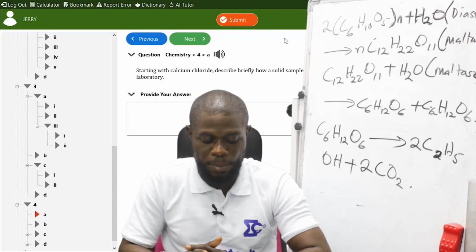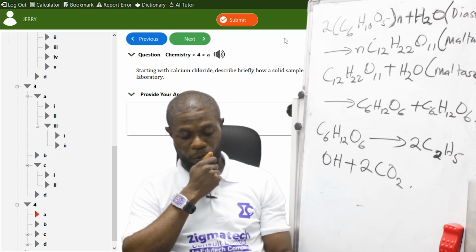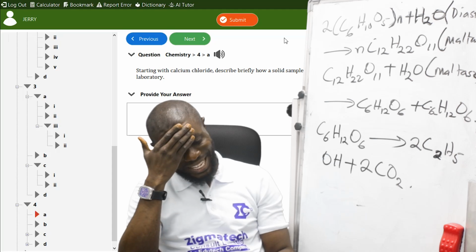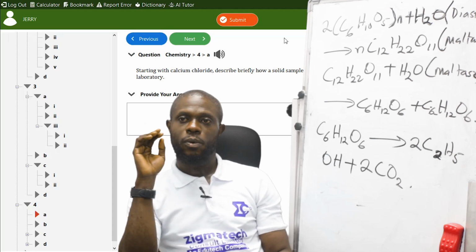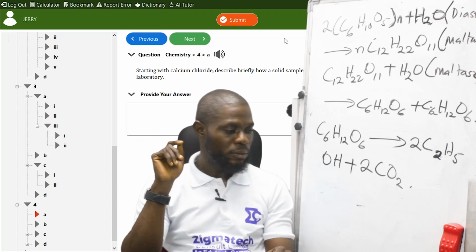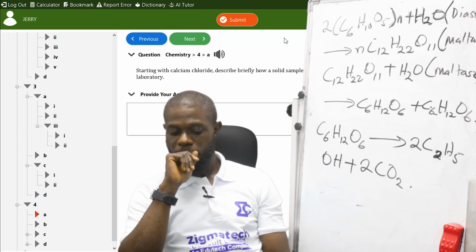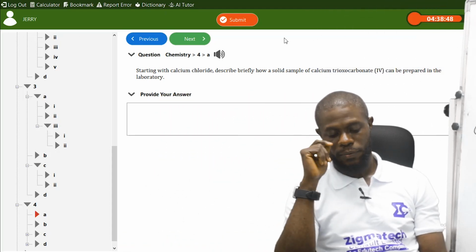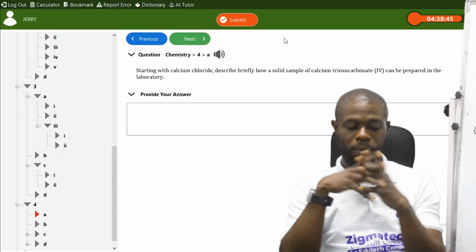The next question is: starting with calcium chloride, describe briefly how a solid sample of calcium carbonate can be prepared in the laboratory. First of all, water is added to calcium chloride to form a solution.